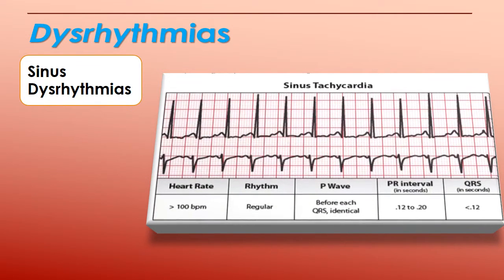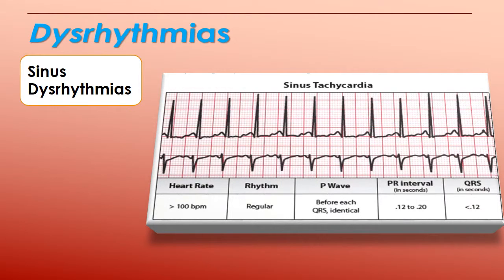The first rhythm I want to talk about is sinus tachycardia. Sinus tachycardia is sympathetic nervous system stimulation or vagal parasympathetic inhibition that causes an increased rate of SA node discharge. We already talked about tachycardia, meaning faster.